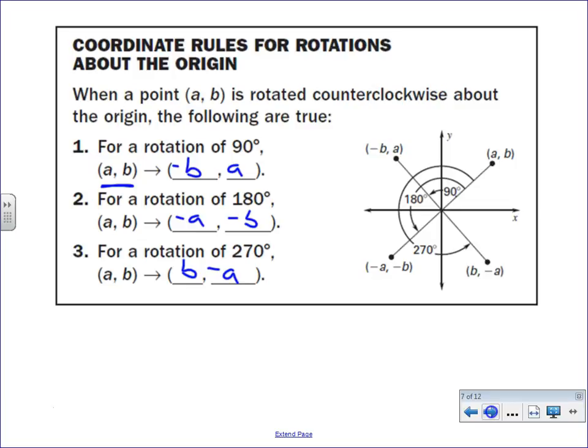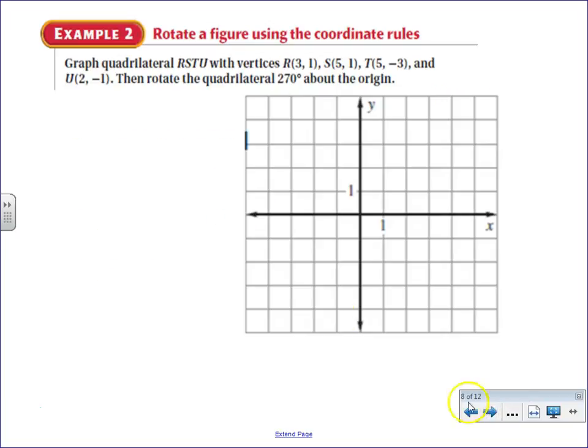Remember, you can just keep in mind what's happening. They're going the same degree each point, and they're maintaining the same distance. But sometimes we can apply the rules to make that go a little bit quicker. So let's rotate using the coordinate rules. Rotate this quadrilateral 270. So graph it and then rotate it. Pause the video and start it again when you're ready.